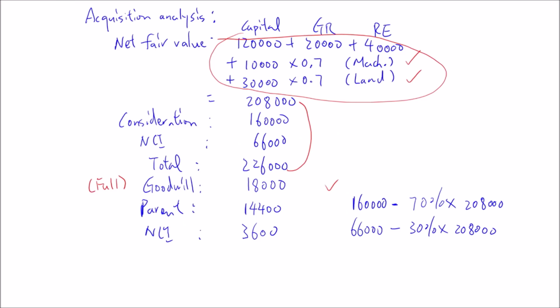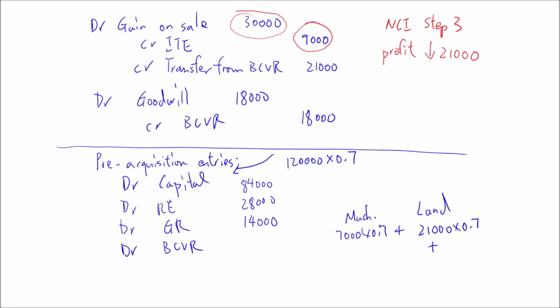Going back to the acquisition analysis, you can see that the amount of goodwill was 14,400, and you don't need any additional calculation on that. So we're going to write down 14,400, and that's the amount of goodwill. So the total amount of BCVR that we want to eliminate equals to 34,000.